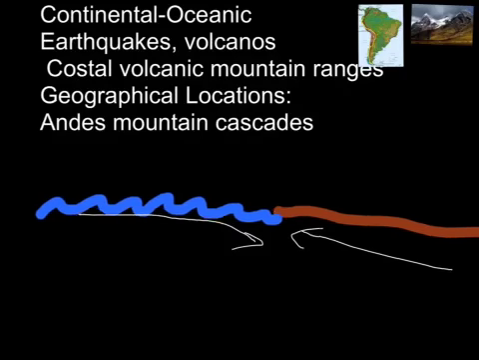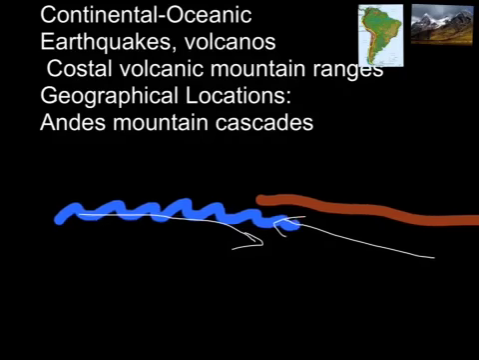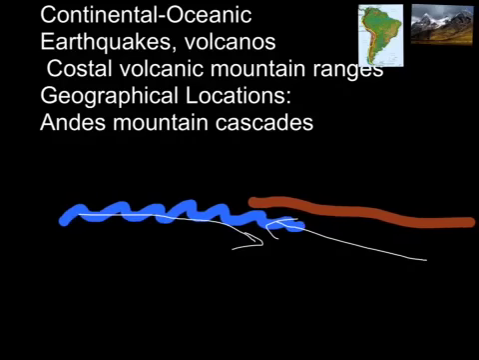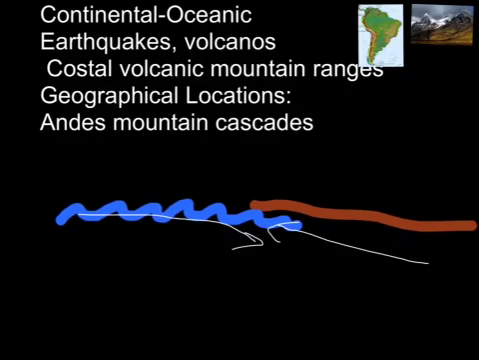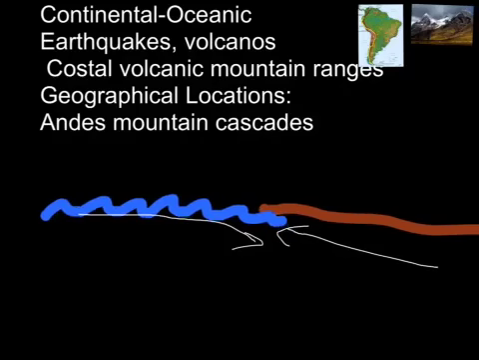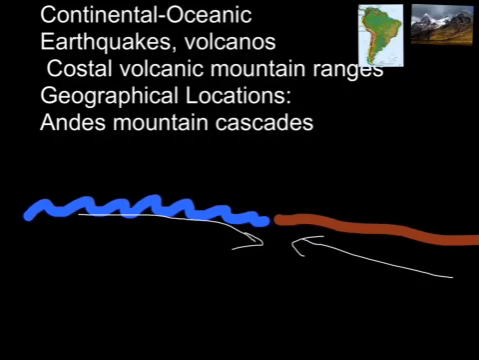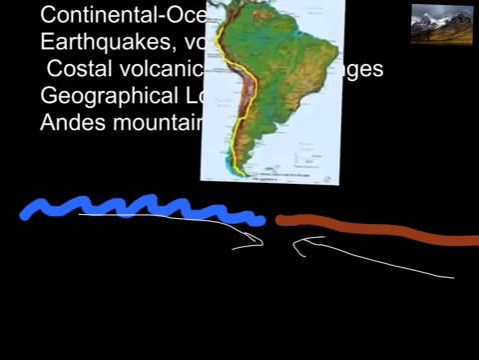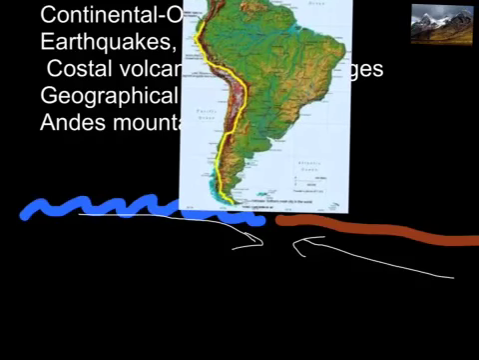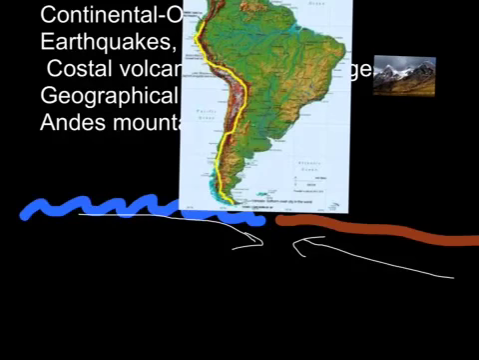For the next one, we have the continental-oceanic, which is where the continental plate and the oceanic plate meet, and the oceanic plate subducts underneath the continental plate, creating earthquakes, volcanoes, coastal volcanic mountain ranges, and an example of the geographical location is the Andes Mountains, which is right here on the west coast of South America, and a close-up of the Andes right here.